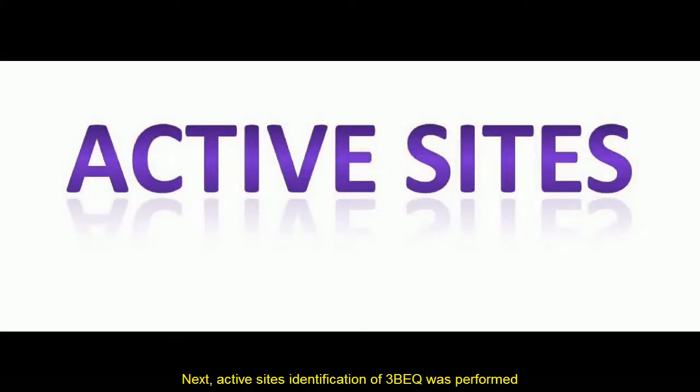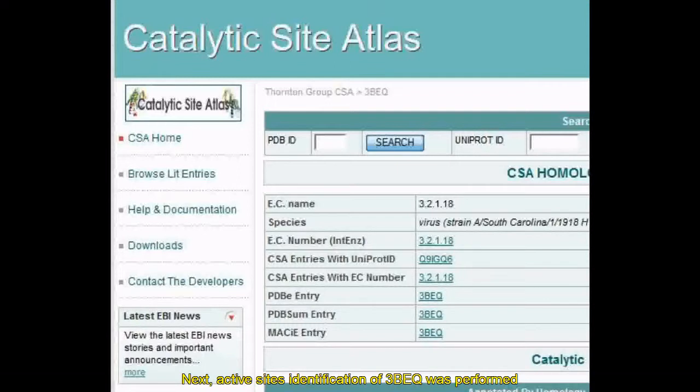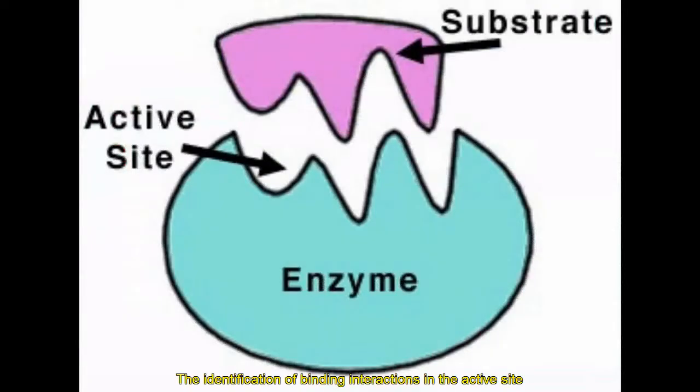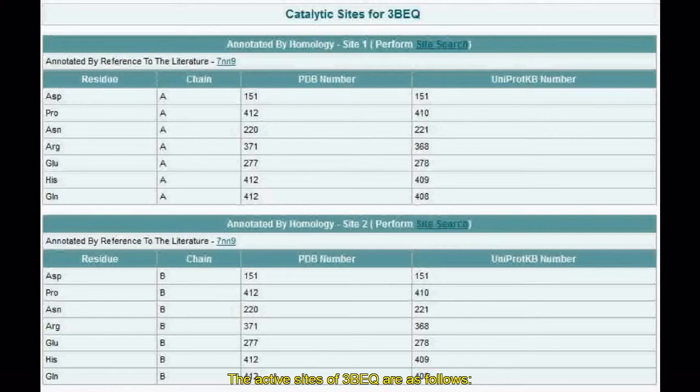Next, active site identification of 3BEQ was performed using the Catalytic Site Atlas (CSA) database. The identification of binding interactions and the active site allows the recognition and precise positioning of an enzyme's substrate in proximity to the chemically active catalytic residues, and lowers the energy of the transition state, which aids catalysis. The active sites of 3BEQ are as follows.